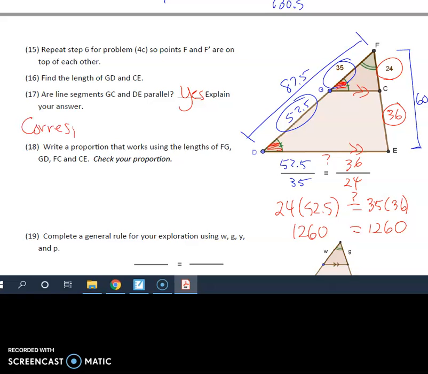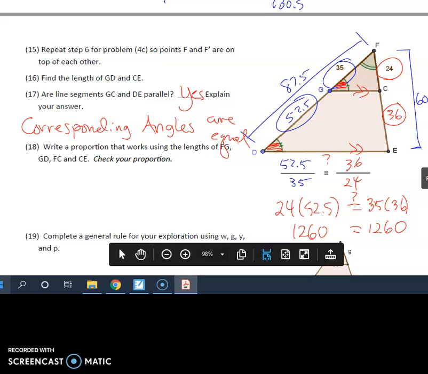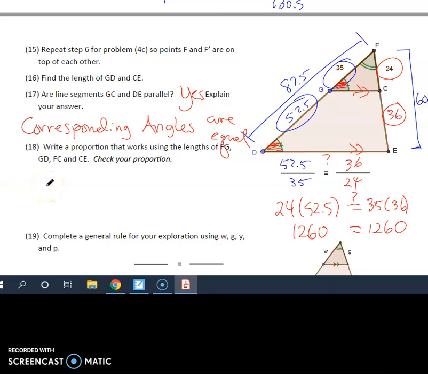So in all three of these problems, the question is, are the line segments parallel? And the answer is yes, because the corresponding angles are equal. And we're kind of forcing that, or making that happen in all three cases by making sure we place the triangle correctly inside of the other triangle. So we're making sure that the corresponding angles are the same. Therefore, the segments are parallel.